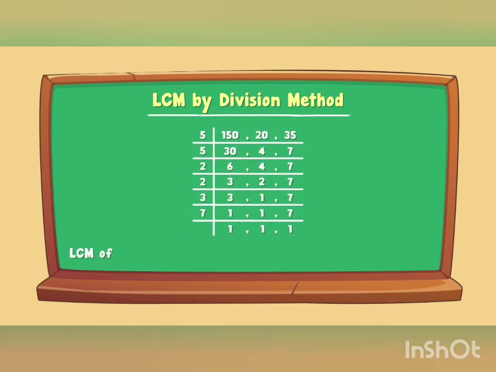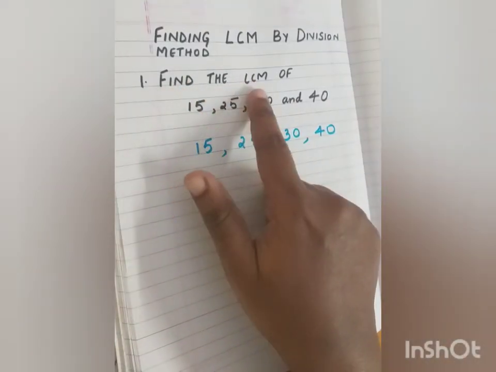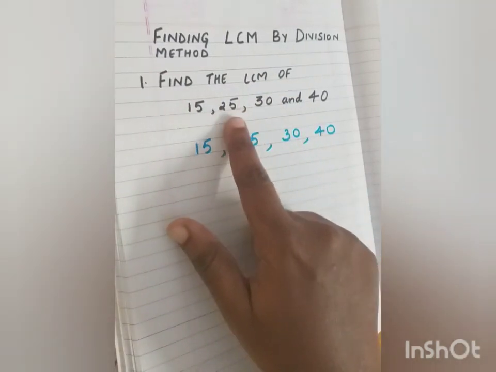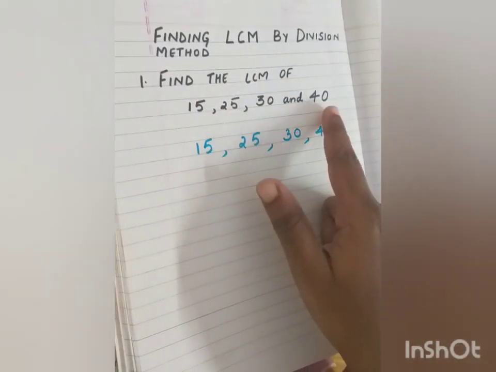Hence, the LCM of 150, 20 and 35 is equal to 5 into 5 into 2 into 2 into 3 into 7, which is equal to 2100. Here is the first question. Find the LCM of 15, 25, 30 and 40.